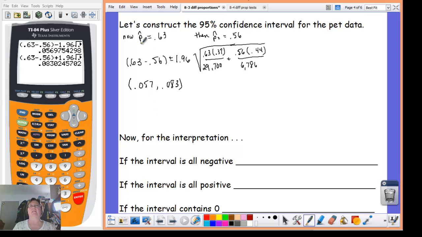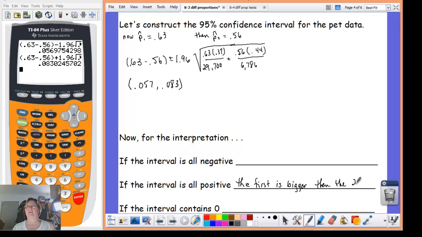And if you think about that, that means with repeated many times, when we subtracted the first thing minus the second, we got something that was positive. So if the interval is all positive, it means we're 95% confident that the first is bigger than the second. When we subtract, we get all positive, so the first is bigger than the second.